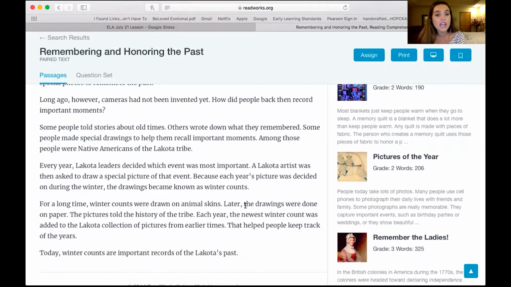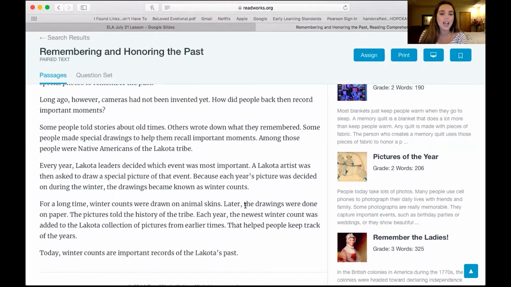Those people were Native Americans of the Lakota tribe. Every year, the Lakota leaders decided which event was most important. A Lakota artist was then asked to draw a special picture of that event. Because each year's picture was decided on during the winter, the drawings became known as winter counts.